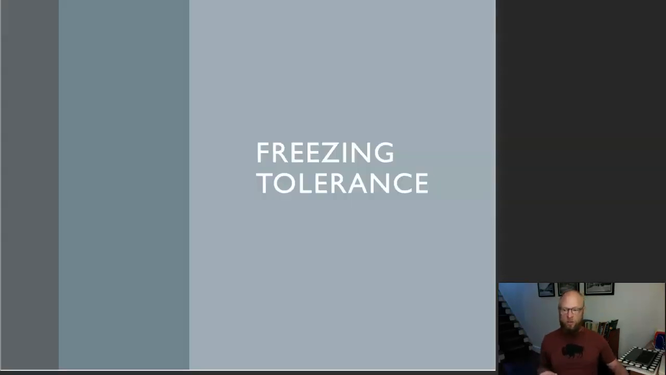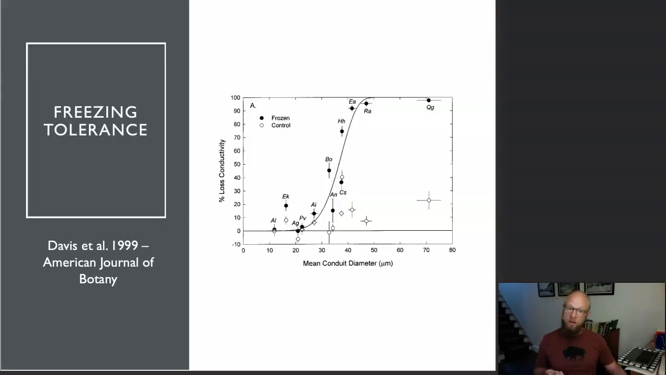Turns out there's also a trade-off with freezing tolerance, or freezing. I'll show you the graph and then I'll do another amazing drawing. Okay, so here is the relationship between, this is mean conduit diameter.